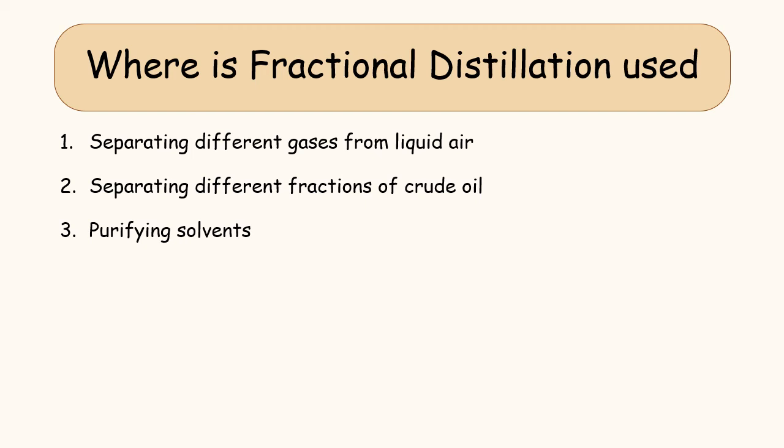Another use is separating different fractions of crude oil. So crude oil contains everything from tar through normal oil, petrol, gasoline, all the way up to natural gas. And by separating it out, it means that we can use the different fractions for different purposes. And it's also used for purifying solvents.